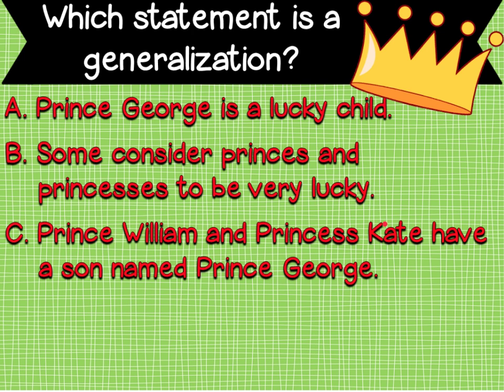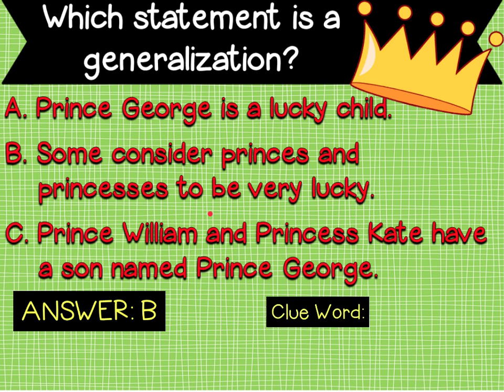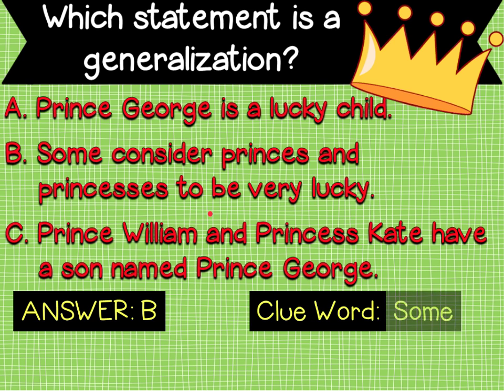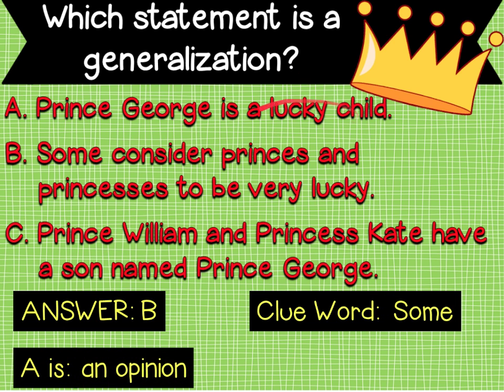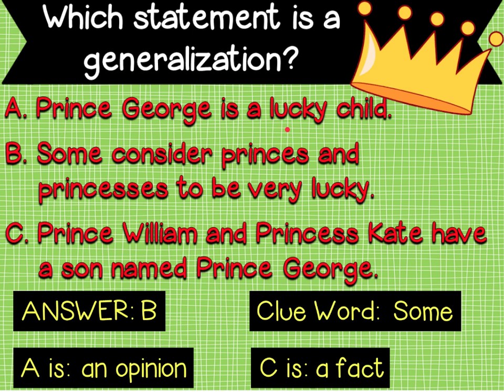Last one before we turn the page. Which statement is a generalization? Prince George is a lucky child. Some consider princes and princesses to be very lucky. C, Prince William and Princess Kate have a son named Prince George. Answer choice B is going to be your generalization. Your clue word is some. Answer choice A is going to be your opinion, because some people can consider him lucky, some people might not. And answer choice C is going to be a fact. We can prove that Prince William and Princess Kate have a son named Prince George.